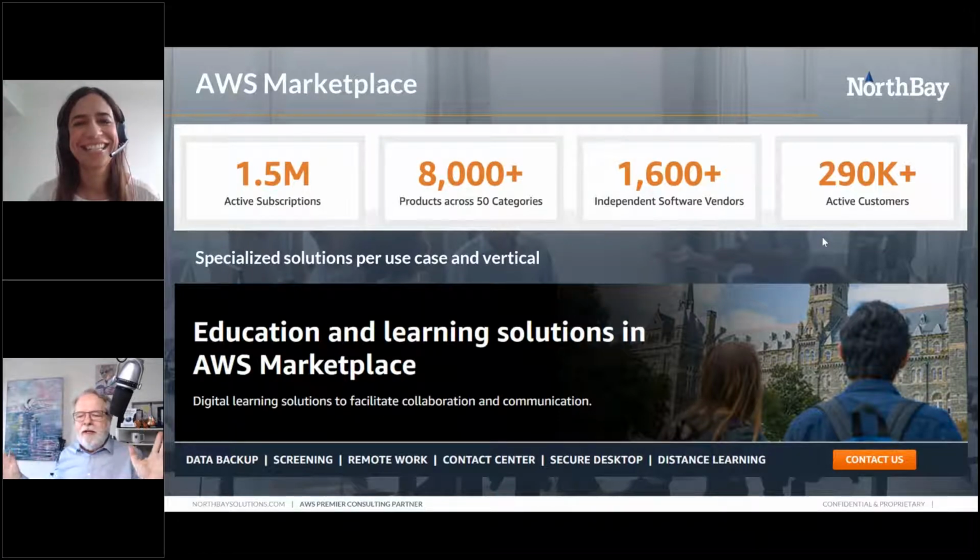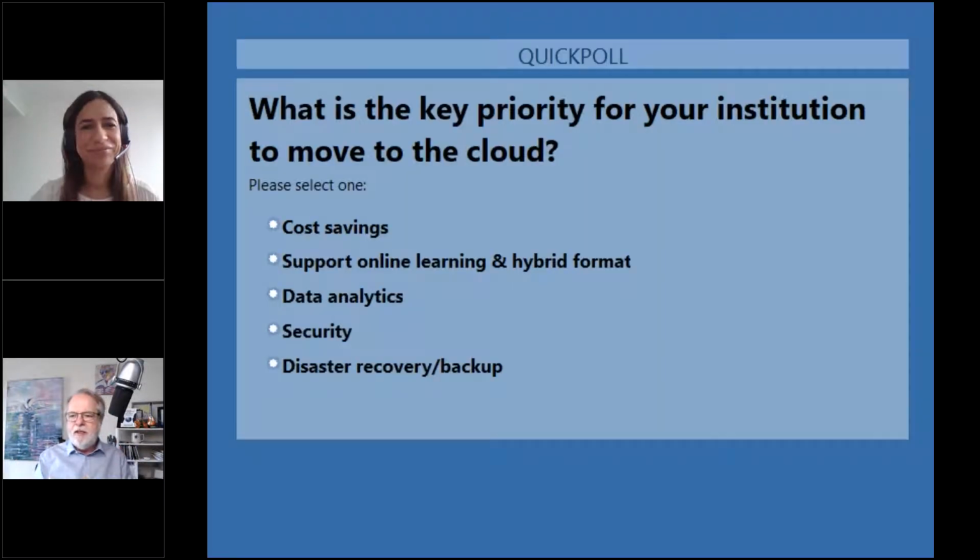We're going to do another poll in there. We'd like to get your response on this, and you were so great on the first one. So let's try. What are the key priorities for you if you're moving to the cloud? Are you looking for cost savings? Are you looking to support online learning in a hybrid format of classes? Or are you looking for the analytics? Now, obviously, you might want all of these things, but which one are you really gravitating towards? Security, obviously important, or disaster recovery and backup? Those are some of the key reasons that people do move to the cloud.